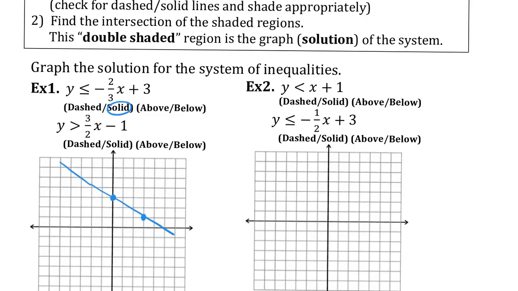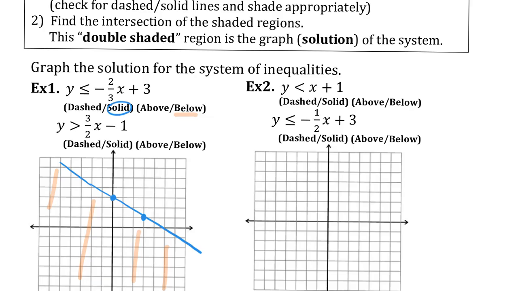Now I do want to know which way it's shaded, but I need to find the double shaded region, so I'm not going to color it all the way. It's less than, so it's going to be below the line. So maybe you could lightly shade it. It's because I'm trying to find the overlapping region. I don't want to get my whole picture crazy.